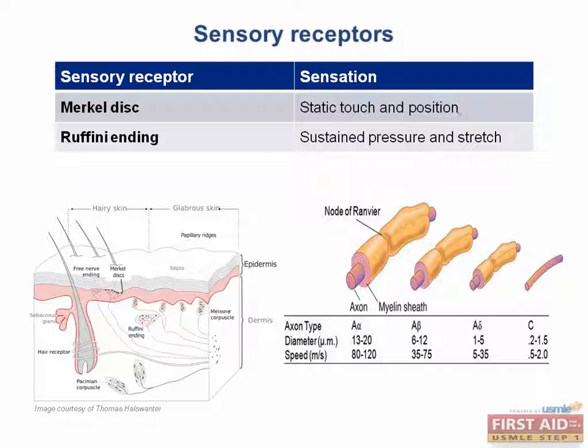Finally, Merkel's discs are large, myelinated fibers found in the skin that respond to vertical indentations onto the skin. This would be, for example, when you press one finger into the palm of another hand. Try it out. That's your Merkel's disc working. Now, Ruffini endings are a very slow adapting mechanoreceptor. They respond to sustained pressure and are responsive to things like stretching of the skin. You can try that out too.